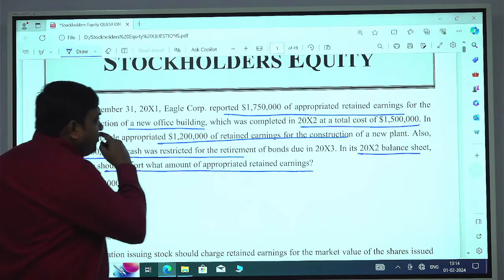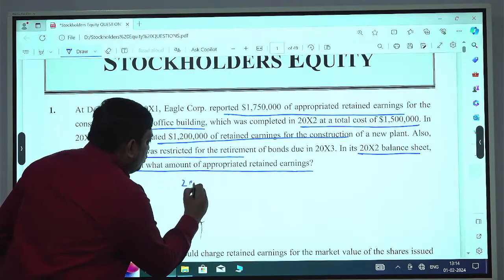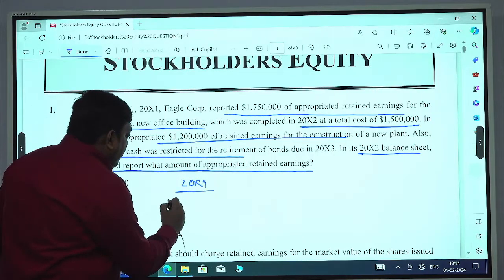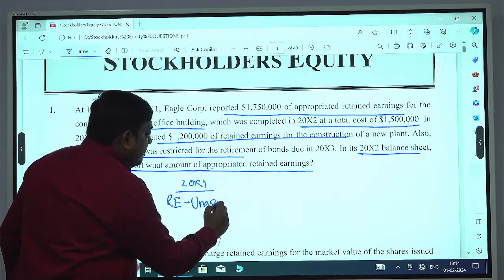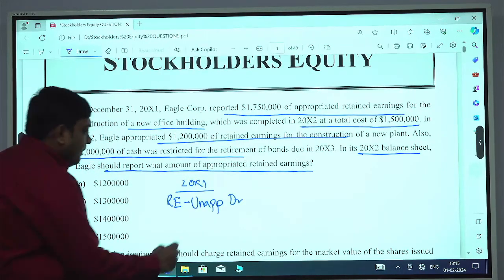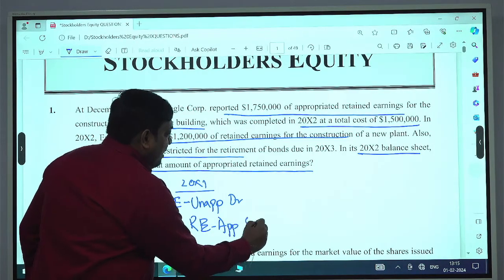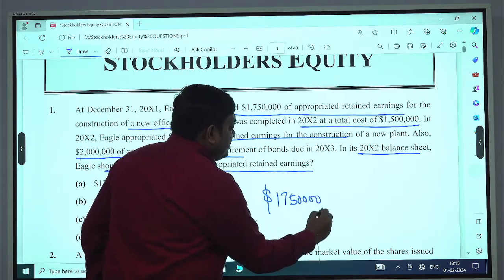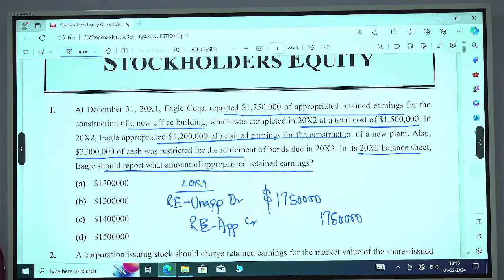Now, first of all, in 20x1, what entry do I pass? Retained earnings unappropriated debit, and retained earnings appropriated credit, 17 lakh 50. This is what I have done.